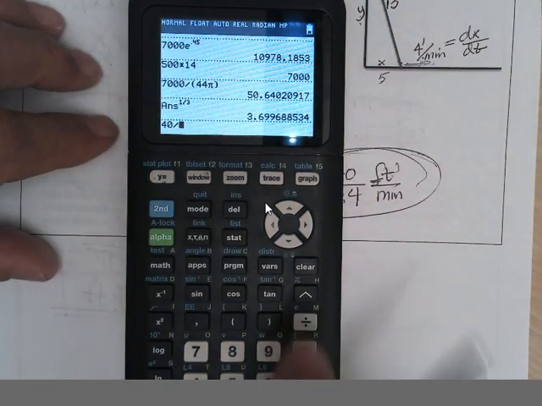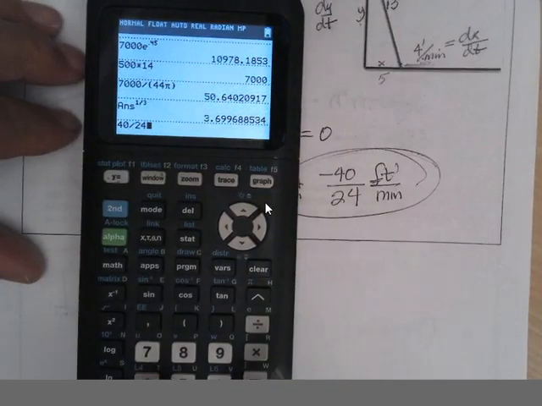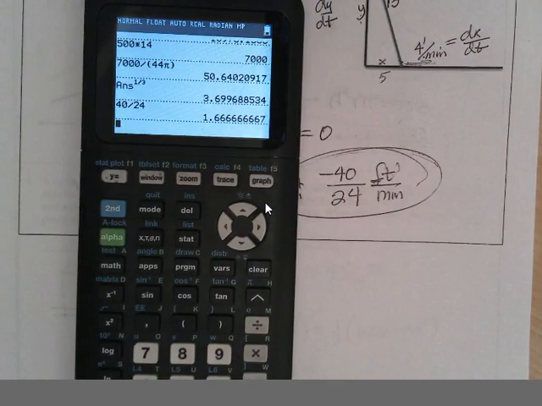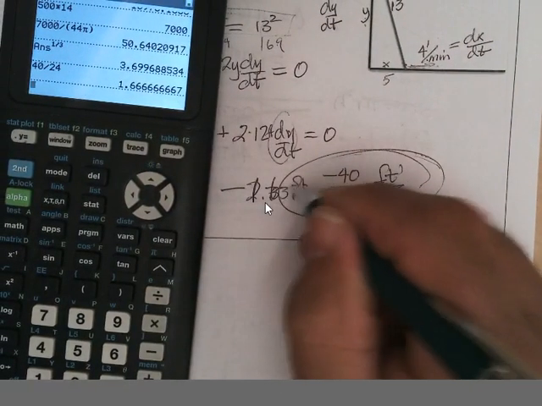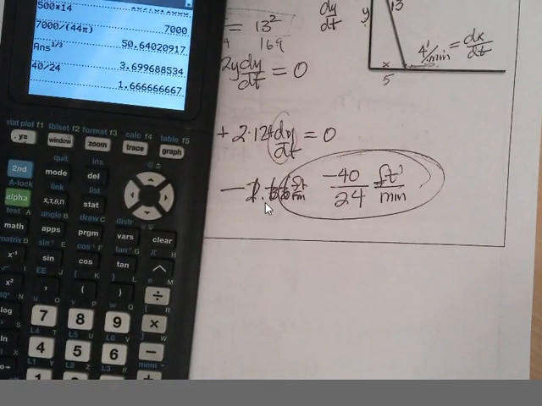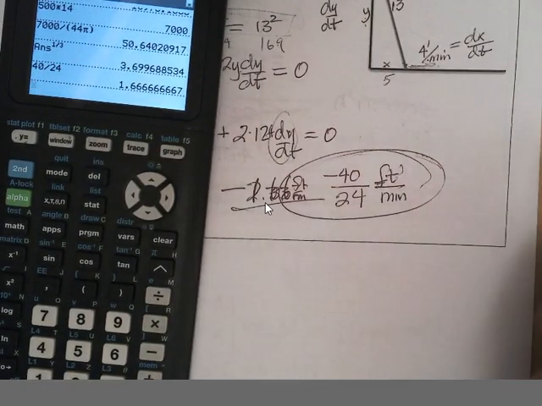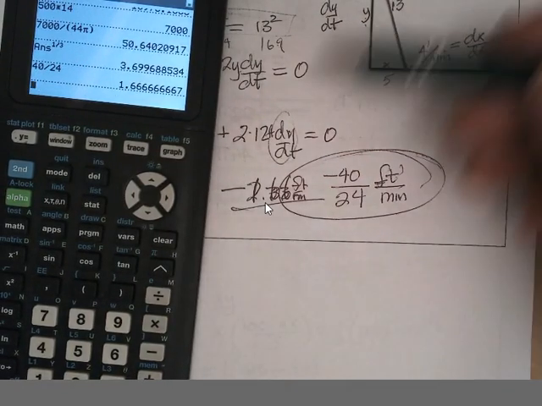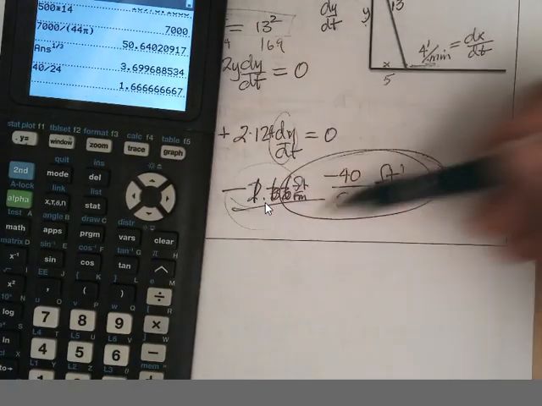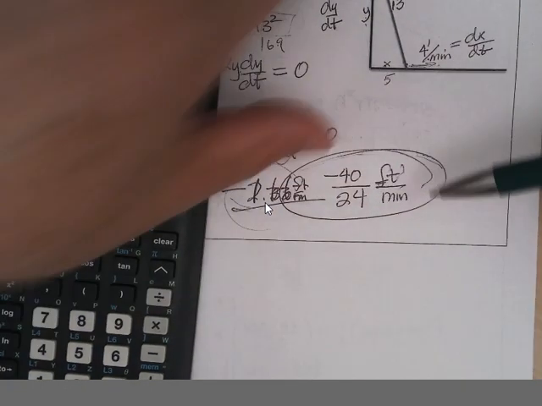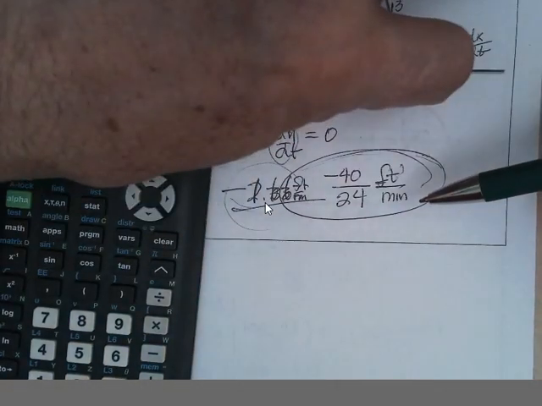40 divided by 24. Oh, 1.66. It got messed up there. 1.66, half of that. 1.67. And that's how fast the ladder's going down. That's y is decreasing in length. That's why it's minus. y is decreasing, x is increasing.